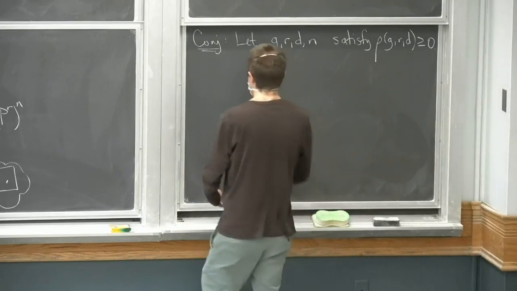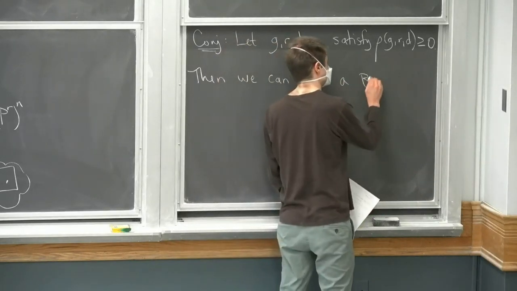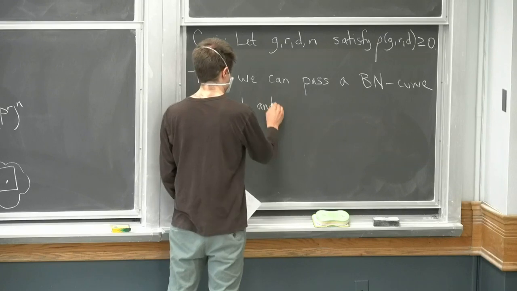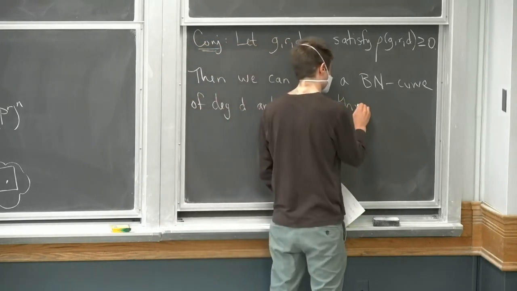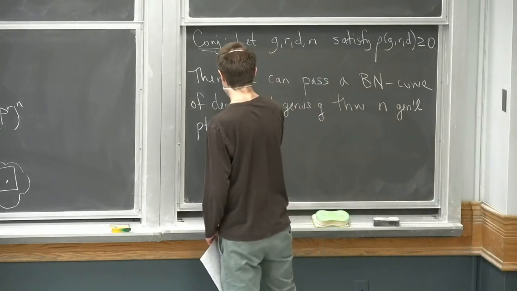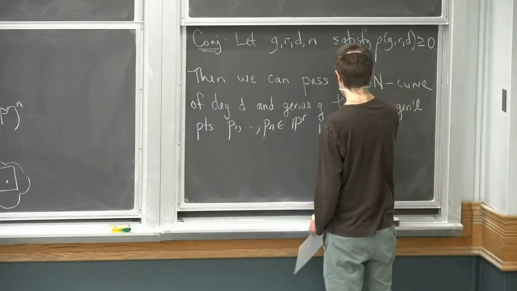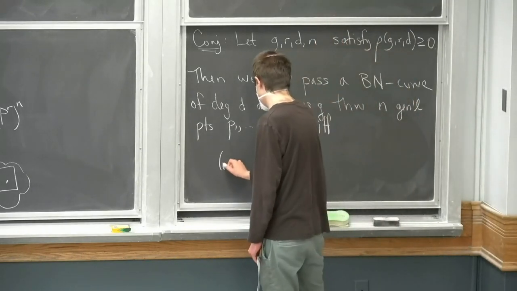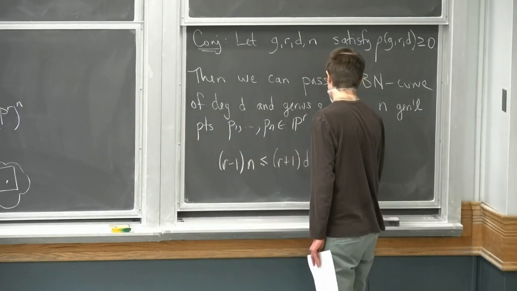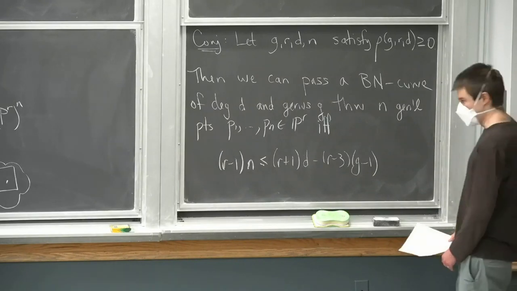All right? So then we can pass a Brill-Noether curve of degree d and genus g through n general points in P^r if and only if this condition here is satisfied, that (r minus 1) n is at most this dimension. So that's what we would expect on the basis of a dimension count.